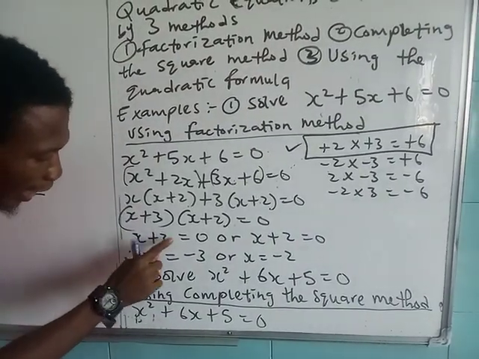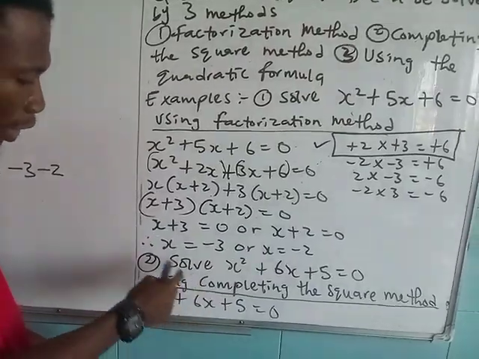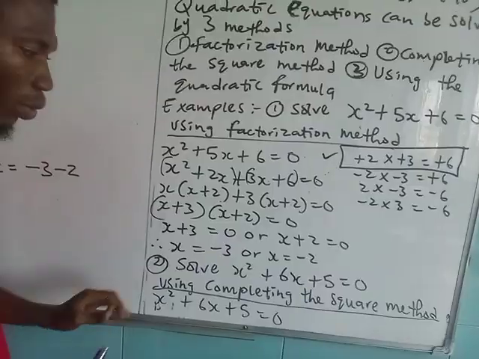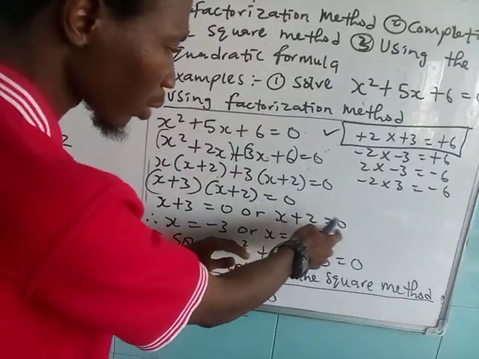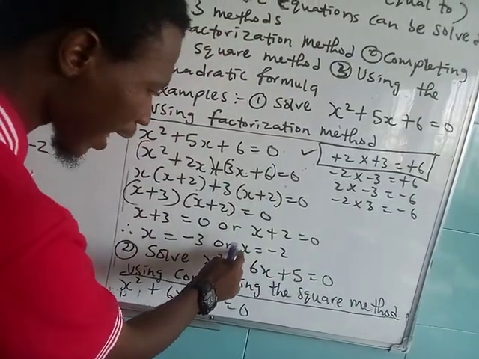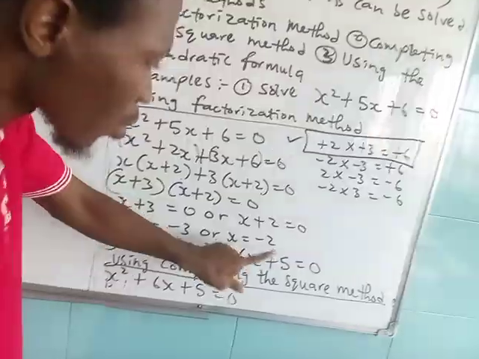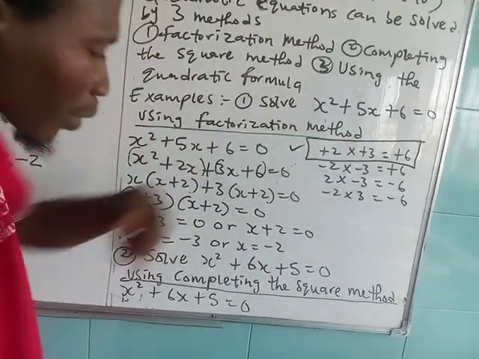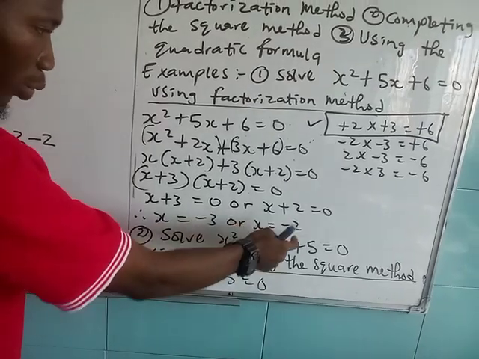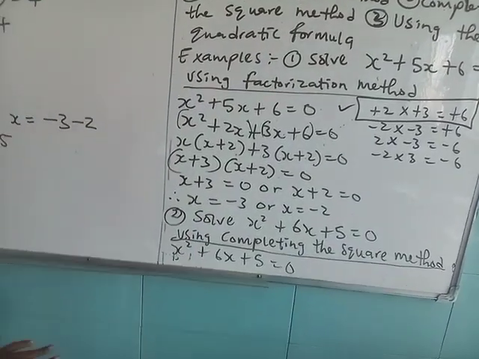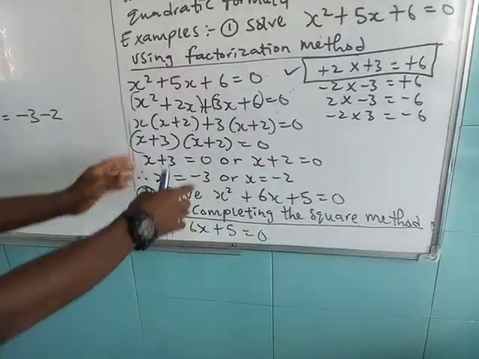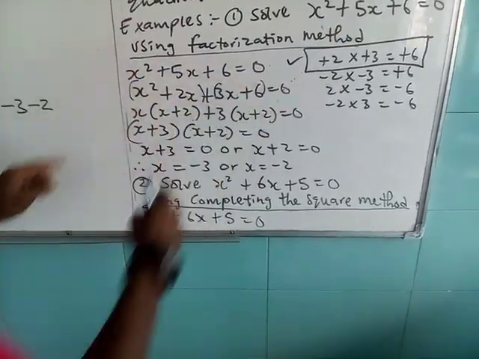Now you move plus 3 to the other side of the equation. So x will be equal to minus 3, or x plus 2 is equal to 0. That is plus 2 crossing over to the other side of the equal sign, so x is equal to minus 2. The plus 2 becomes minus when it crosses over, using the sign changing rule. So minus 3 and minus 2 are the roots of this quadratic equation.